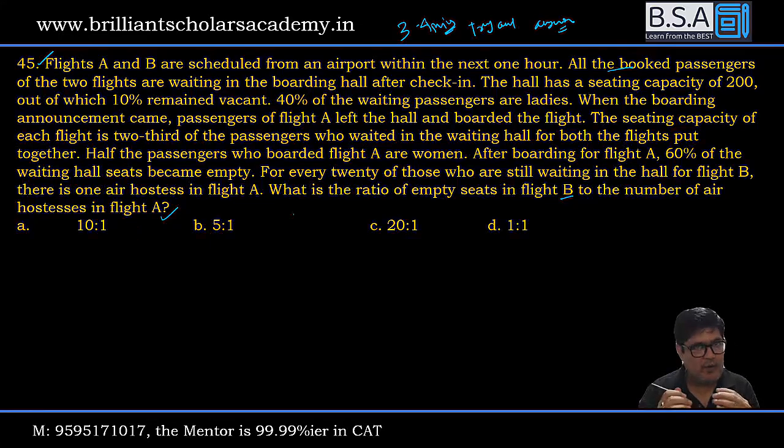Coming down to key parts. What is the capacity of the whole waiting area? 200. Out of this 200, 10%, 20, that is vacant. How many are occupied? There are 180 seats occupied in the waiting area. There are basically 120 passengers waiting.